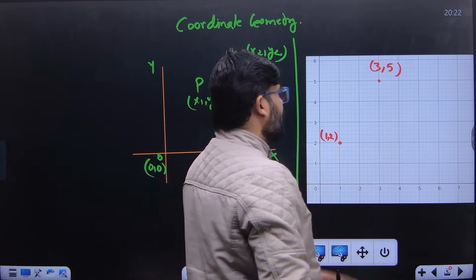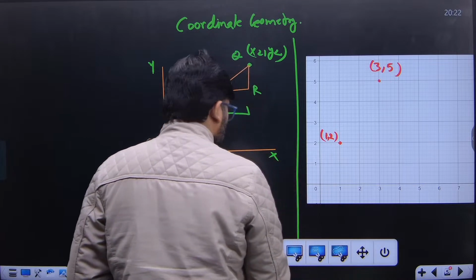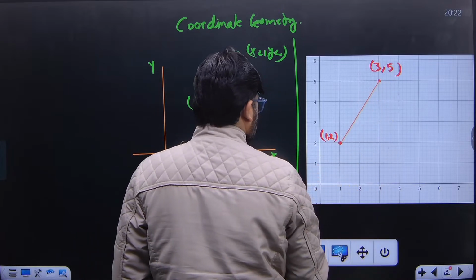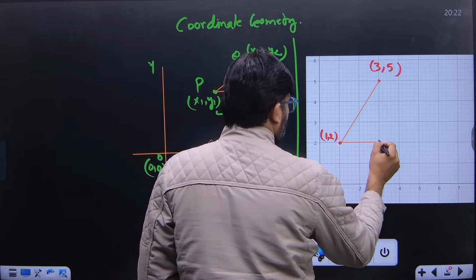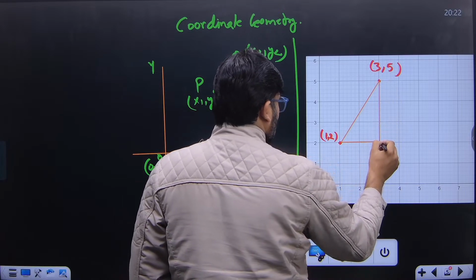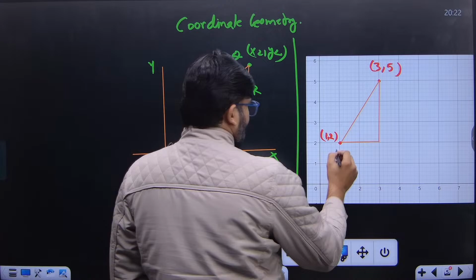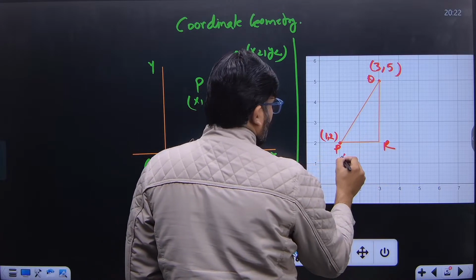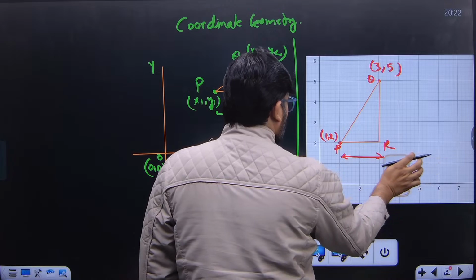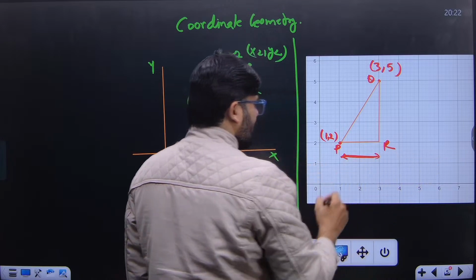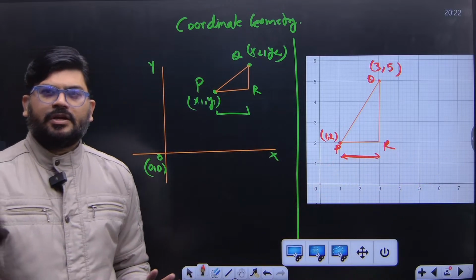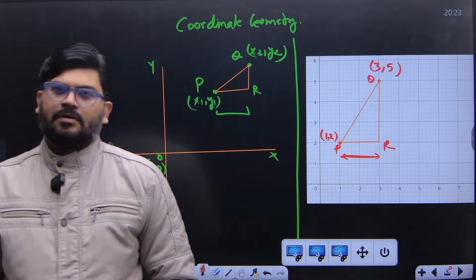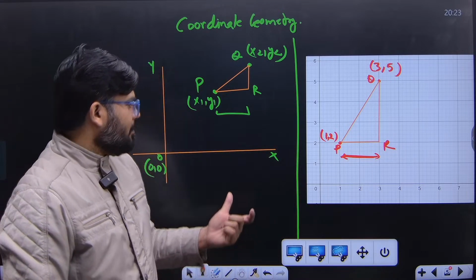Can you tell me what is the horizontal distance? Suppose I am asking you to draw a straight line like this and I want to find the distance. So you will say, sir, if I complete the triangle, suppose this is P, this is Q, this is R. So what will be PR? You can check on the sheet. It's very easy.